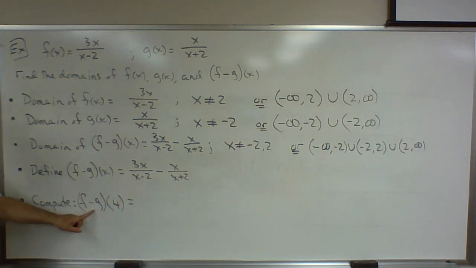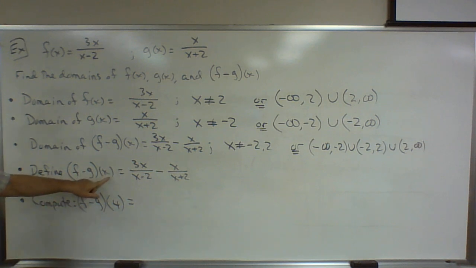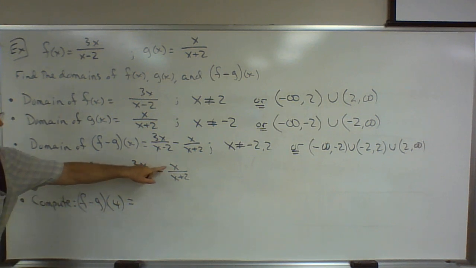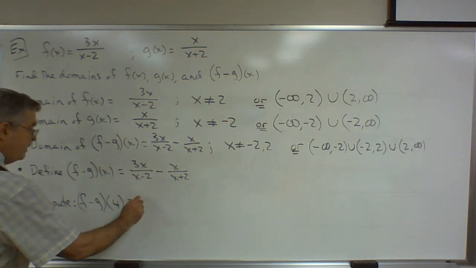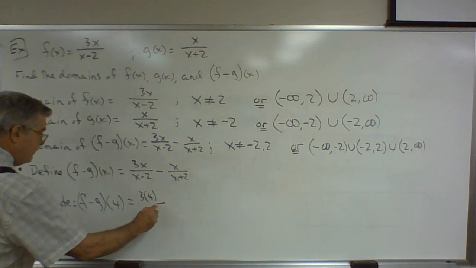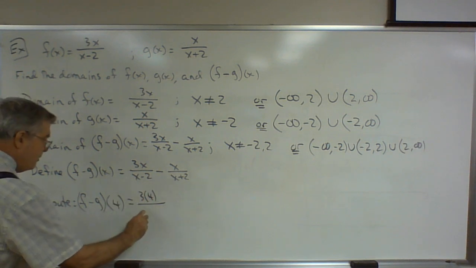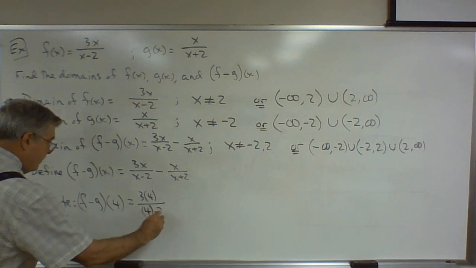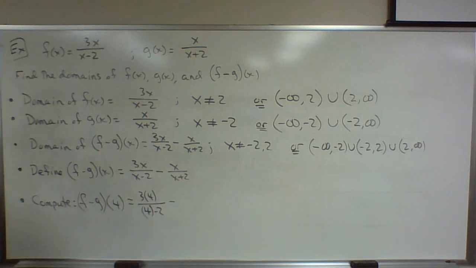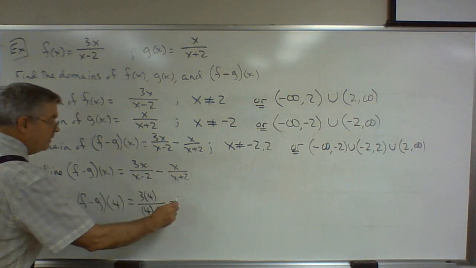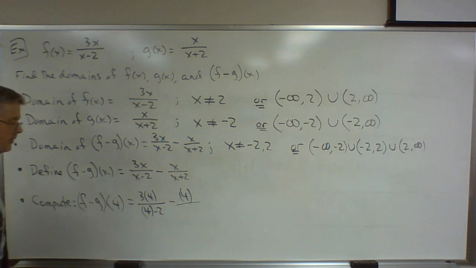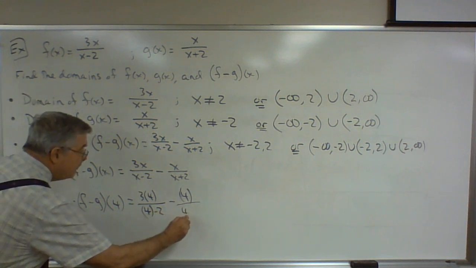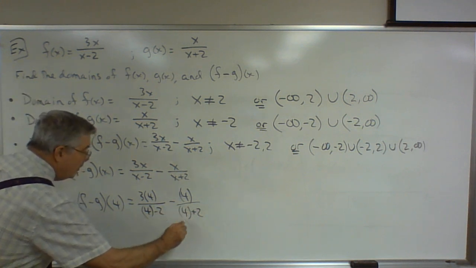Compute f minus g evaluated at 4. Okay. Here's our model. Every place we see an x up here in our model, we're going to put a 4 down here. We have 3x up top, so that's 3 times 4. We have x minus 2 on the bottom, so that's 4 minus 2. And then we have x up top. We'll put a 4 up here. We have x plus 2 on the bottom, so we'll put 4 plus 2 on the bottom.